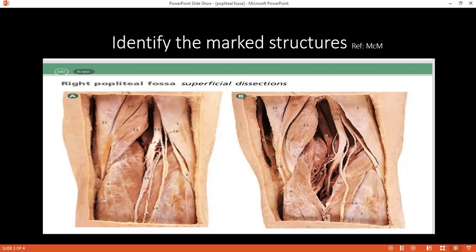Nerve supply is by the sciatic nerve and also certain branches from the tibial nerve. And blood supply is by the popliteal artery. What is the action of this muscle, biceps femoris? Flexion of the knee joint and extension at the hip joint. Yes, and lateral rotation as well of the knee joint.